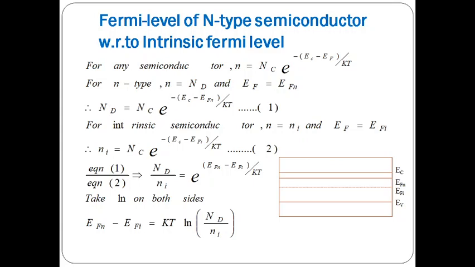For any semiconductor, we can write n equals Nc into e power of minus of Ec minus Ef by kT. For n-type, n equals the donor concentration Nd, and Ef equals Efn. We can write Nd equals Nc into e power of minus of Ec minus Efn by kT. This is equation number 1. For intrinsic semiconductor, n equals Ni and Ef equals Efi. So Ni equals Nc into e power of minus of Ec minus Efi by kT. This is equation number 2.